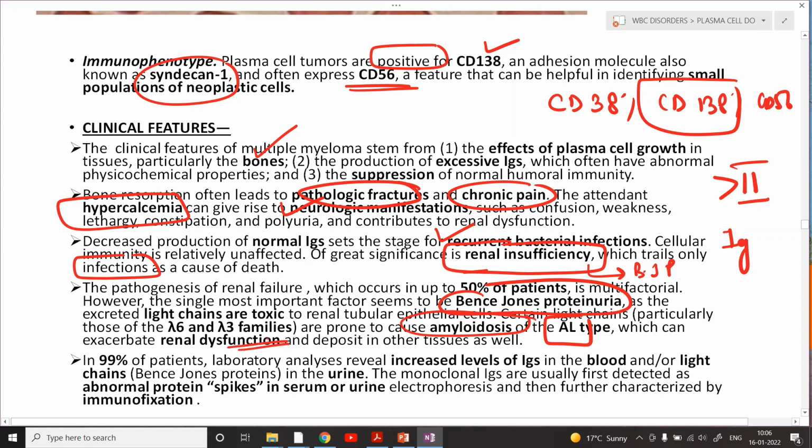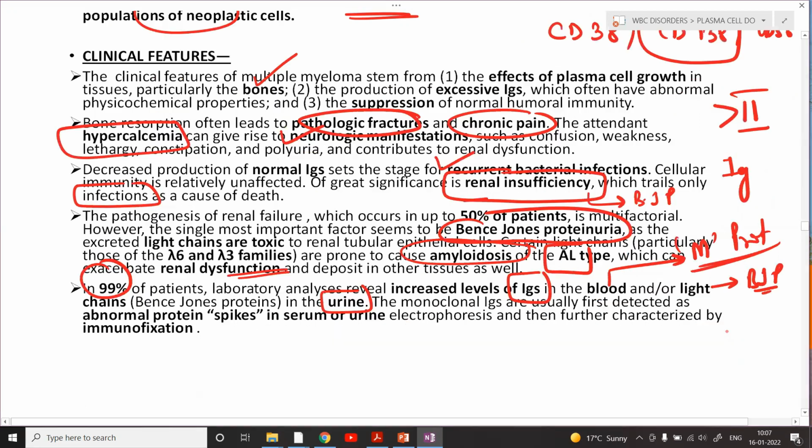Now, in 99% of the patients of multiple myeloma, there will be an increased amount of immunoglobulin in the blood. And what do you call this immunoglobulin in the blood? This is called the M protein. This is elevated in the blood. Or inside the urine, you are going to see some light chain that is called Bence-Jones protein. So how can we appreciate them? We can do a serum electrophoresis, and further characterization is done by immunofixation.